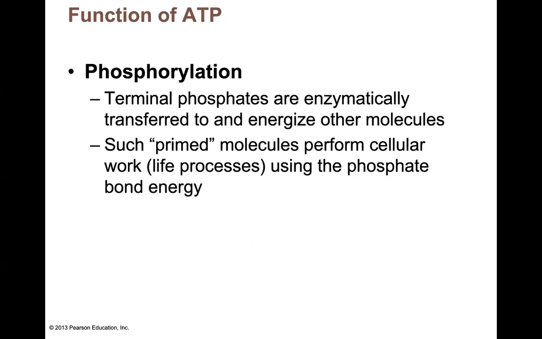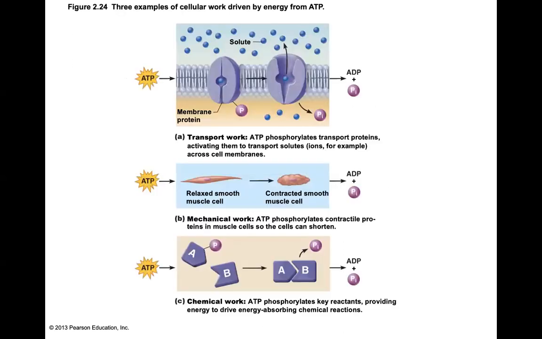So functions of ATP, you can have phosphorylation. This is where the terminal phosphates are enzymatically transferred to and energize other molecules. And then you can also have ATP involved in transport work, mechanical work, as well as chemical work, meaning it can fuel transporters in cell membranes. It can lead to muscle contractions. Chemical work would be that it fuels enzymatic reactions.